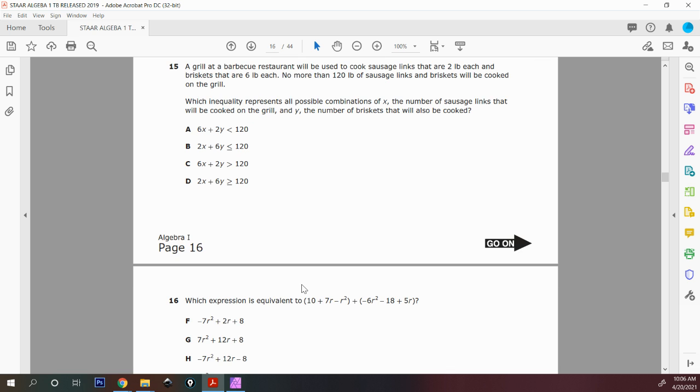$15 says a grill at a barbecue restaurant cooks sausages that are 2 pounds each. And you notice we're writing an equation here. So what is sausages? X is sausages, so we should need 2x. Well, that's got 2y, that's got 2x, that's got 2y, that's got 2x. 6 briskets are y. So 6 and 6, that's fine. No more than. So we're going to do less than or greater than? We're going to do less than, because no more means we can't go above. So that's going to be less than or equal to 120.